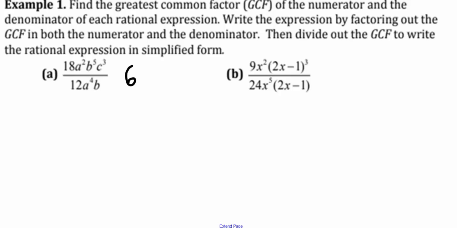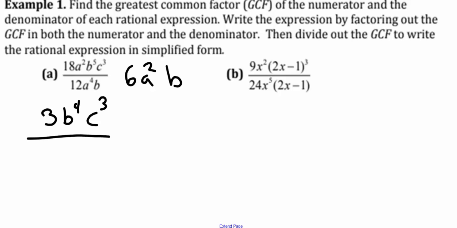And then how many A's do we have in common? Well, we have 2 A's. And then we have how many B's? 1 B. And then we don't have any C's in common because there's none in the denominator. So our greatest common factor would be 6A squared B. So that's what we need to divide out of the numerator and denominator. So let's factor those out or divide them out, however you want to look at them. And we would end up with 3b to the 4th c cubed all over 2a squared.